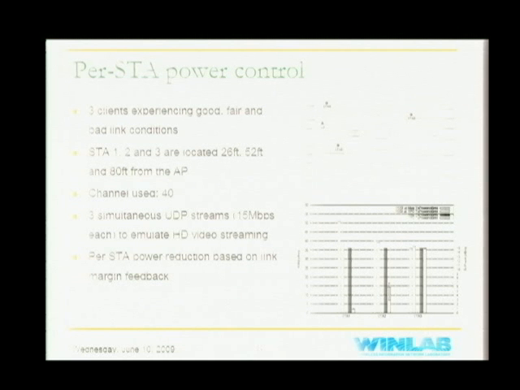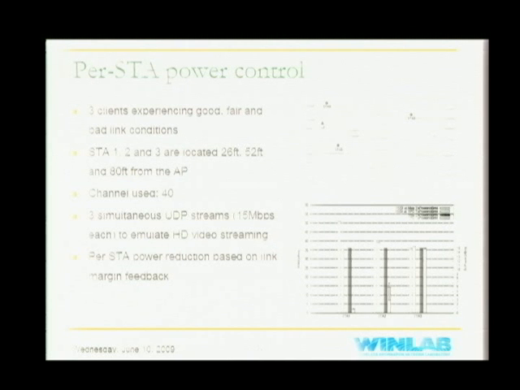So again, the AP is represented by the triangle. Stations 1, 2, and 3 experience good, fair, and bad channel conditions based on distance of separation. You can see station 1 is 26 feet from the AP, station 2 is 52, and station 3 is 80. We used 3 simultaneous UDP streams, 15 Mbps each, just to emulate high definition video traffic. This was just to show the per station power control capability.